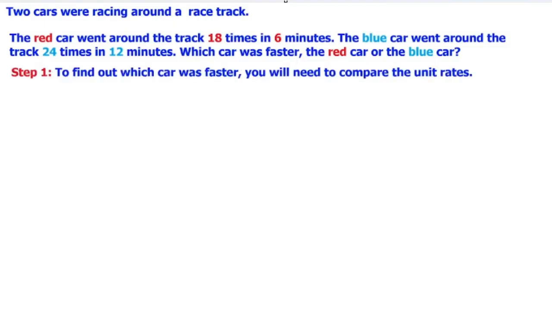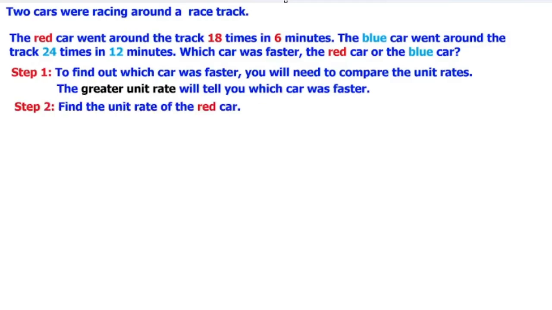So to find out which car was faster, you will need to compare the unit rates. So we need to find out the unit rates for each car. The greater unit rate will tell you which car was faster. So find the unit rate for the red car.